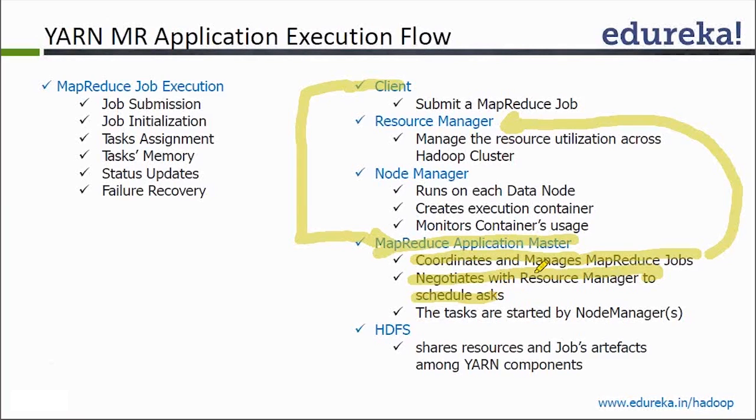Once that is done, the resource manager is going to take that allocation and bring back that allocation to the node manager. It will be the responsibility of the node manager to execute that task. So now the application master will start communicating with the node manager. The node manager will run on each data node.